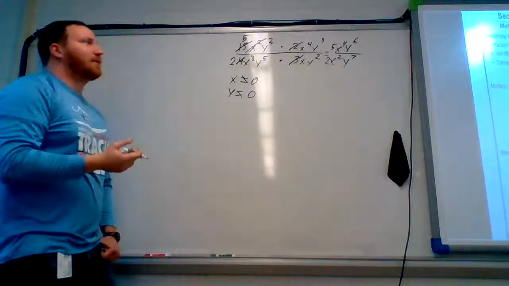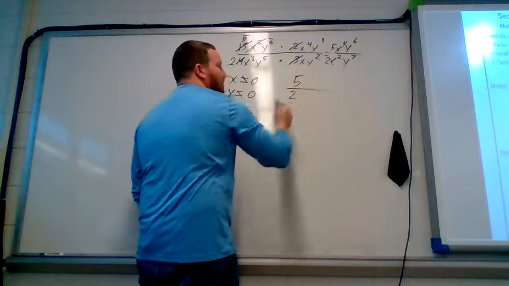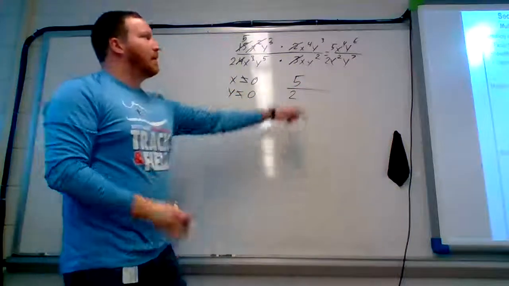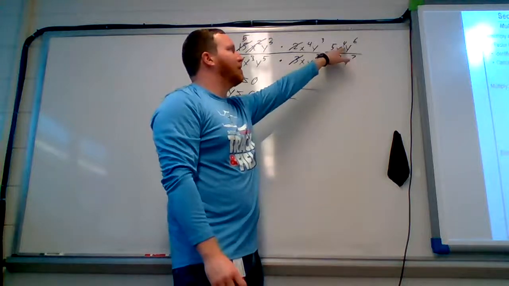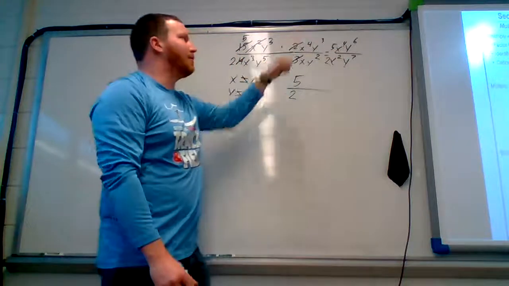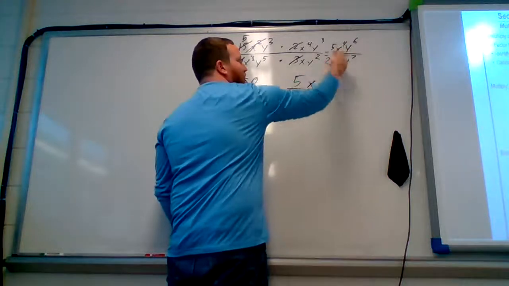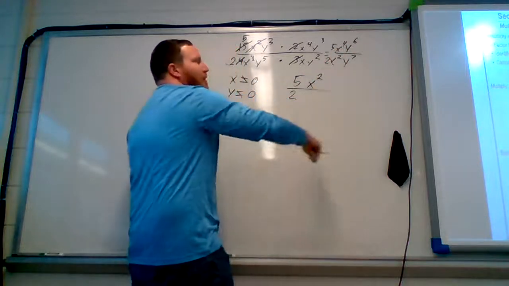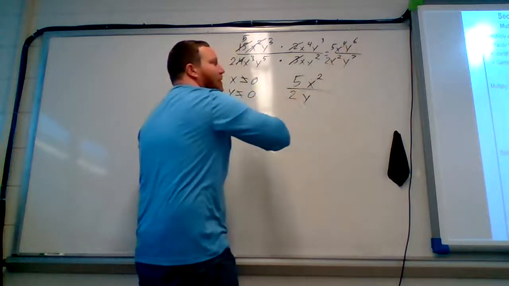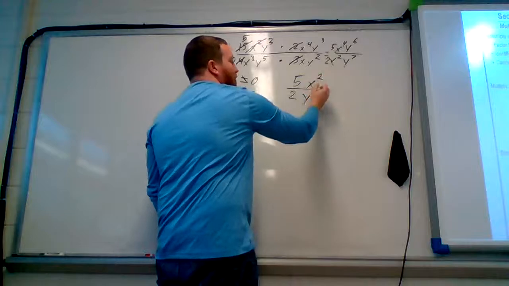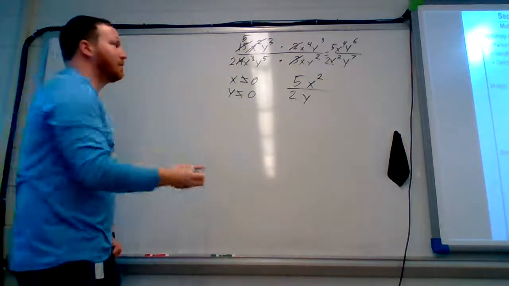So then we can reduce that a little bit further. So our final answer, we have those 5 halves. X to the fourth is bigger than my x squared, so we're going to keep our x in the numerator. And again, subtract the smaller exponent from it. So 4 minus 2 leaves us with 2. And then our y to the 7th is bigger than y to the 6th. So again, 7 minus 6 would leave us with a 1. We don't have to write the 1. So there is our reduced answer.